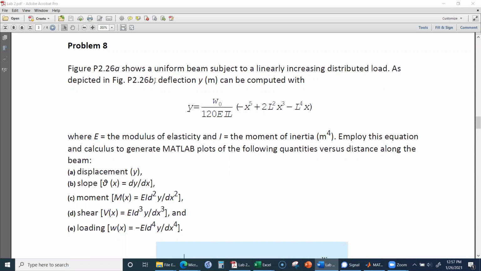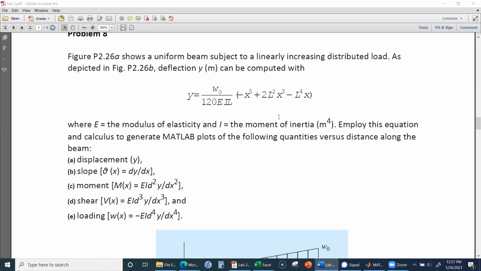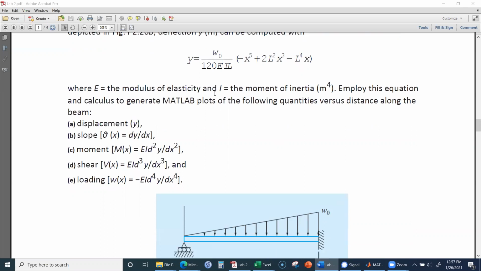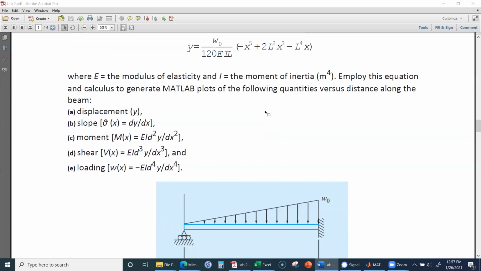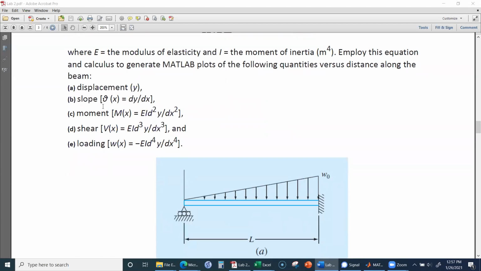The figure below shows a uniform beam subjected to a linearly increasing distributed load as depicted in this figure. The deflection can be computed with this formula. This is the formula for the deflection, where E is the modulus of elasticity, I is the moment of inertia. Apply this equation and calculus to generate MATLAB plots of the following quantities versus distance along the beam: displacement, slope, moment, shear.